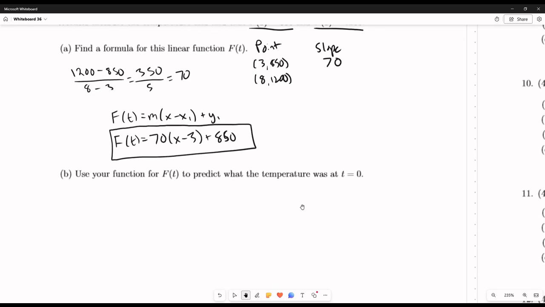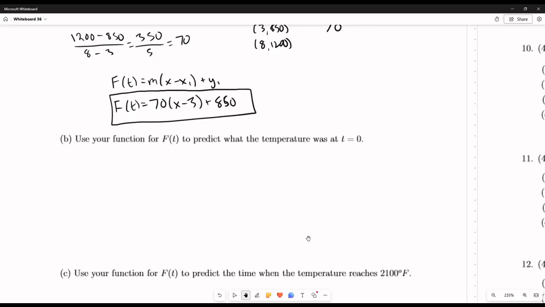Next, we want to use that equation to do stuff. One thing that we'll have to do is predict what the temperature was at T equals 0. What is that asking us to do? That's asking us to find F of 0. Oh goodness, I made a little mistake here. My inputs are given by t's, right? So I should probably have a t here instead of an x. Just a little thing.